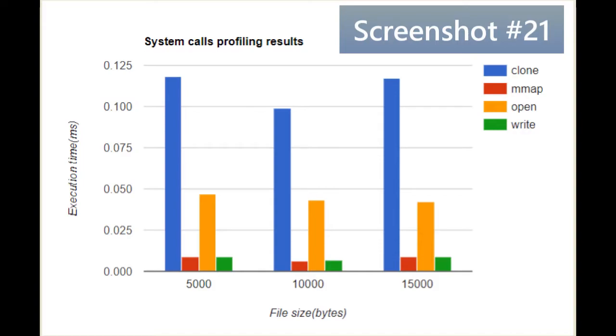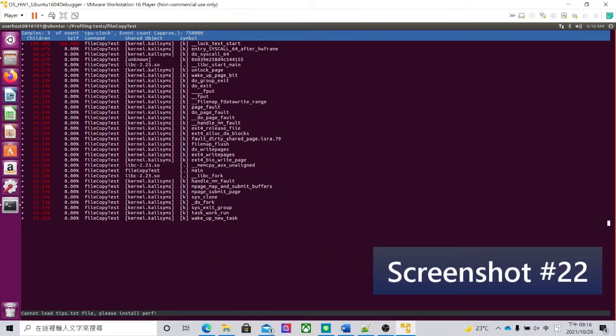Here I compare the execution time of 4 system calls in file copy test when copying files of different sizes. My results are very interesting because the execution time doesn't get longer as the file size gets larger, but we can see that the clone system call always takes the most time. Open takes the second most time, and the other two take about the same time. This is the result of the perf report command.